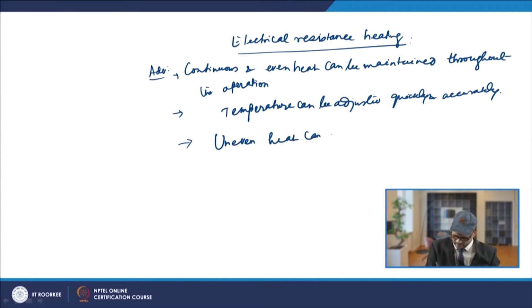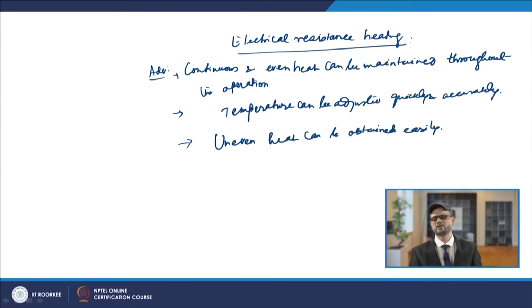Another advantage with electrical resistance heating is that if you want differential heating, basically uneven heat, so that you put more heat at some place and less heat at another place, that can be done more easily. So, uneven heat can be obtained easily. Many times in a certain part we require more and in another part we require less, especially if you take the example of pipes, where the outer side and the inner side require different heats. Those can be maintained much more appropriately with electrical resistance heating methods.